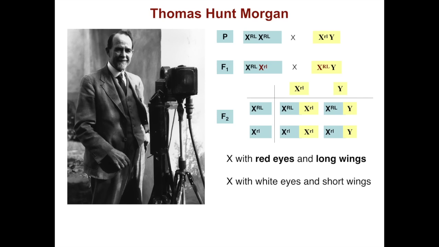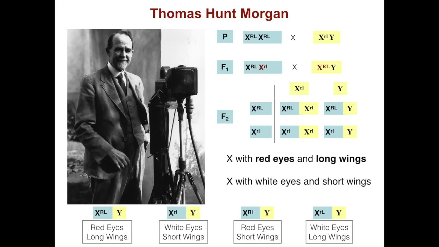The males will get an X chromosome that has the dominant version of both genes, giving them red eyes and long wings, or the recessive version of the gene, getting white eyes and short wings. What were the males that he actually found? He did find males that had both the dominant alleles, both the recessive alleles, but then he had males that had one dominant allele and one recessive allele for both of these traits.